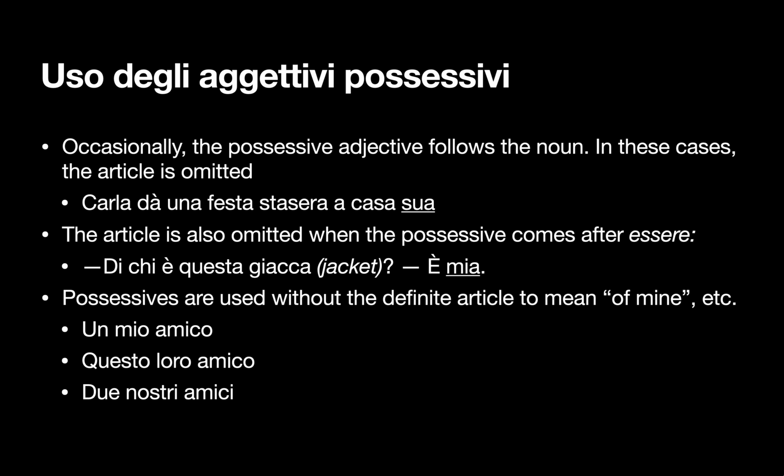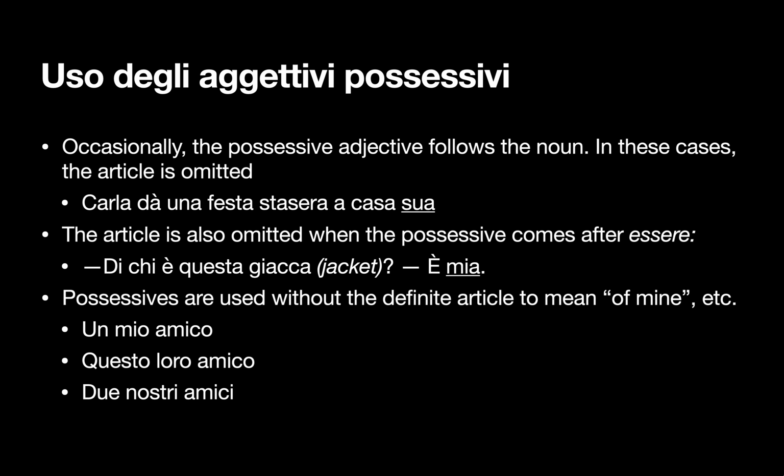Sometimes the possessive adjective does follow the noun, and in these cases the article is left out. Most often I see this happen with the word casa. Carla dà una festa stasera a casa sua. Carla is giving a party tonight at her house. A casa mia, a casa loro. You can use that with casa most of the time. La mia casa would refer to your physical house, whereas casa mia has more of a sense of home.